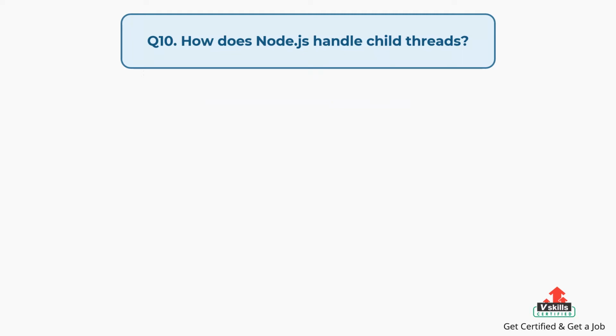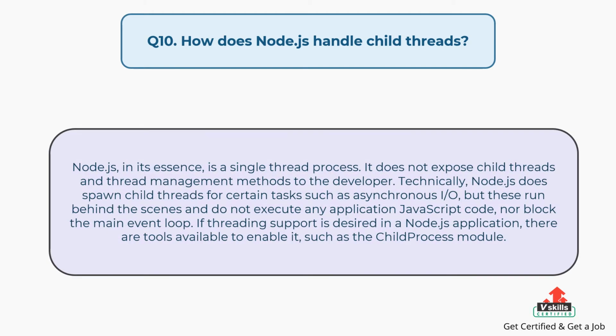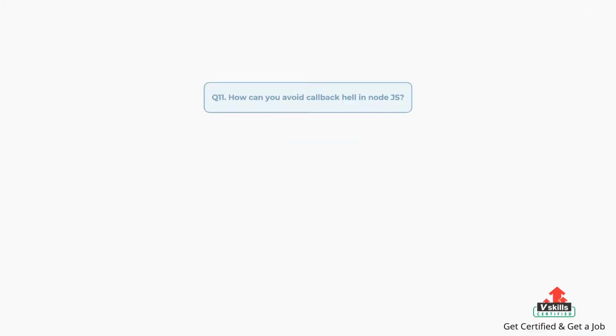Question number 10. How does Node.js handle child threads? The answer is Node.js, in its essence, is a single-thread process. It does not expose child threads and thread management methods to the developer. Technically, Node.js does spawn child threads for certain tasks such as asynchronous I/O, but these run behind the scenes and do not execute any application JavaScript code, nor block the main event loop. If threading support is desired in a Node.js application, there are tools available to enable it, such as the child process module.